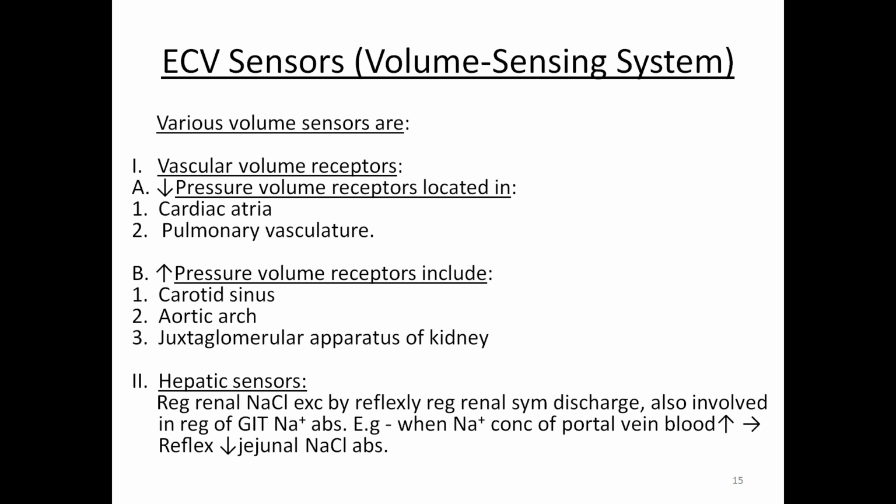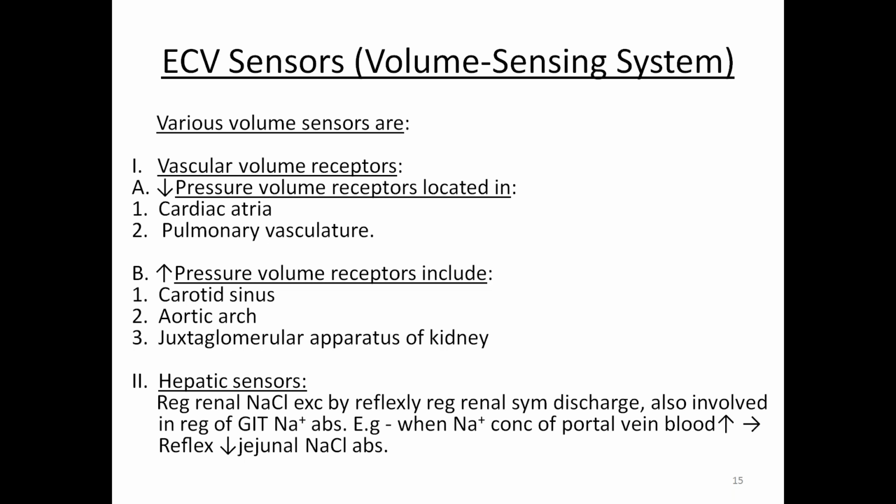Now the various volume sensors are: one, your vascular volume receptors, and then mainly your hepatic sensors. Among the vascular volume receptors, you have two categories: low pressure volume receptors and high pressure volume receptors. The low pressure volume receptors are located in cardiac atria and pulmonary vasculature. The high pressure volume receptors are located in the carotid sinus, aortic arch, and juxtaglomerular apparatus of the kidney. We've already done that in the first unit.